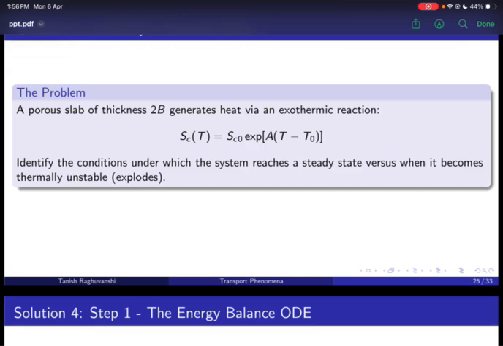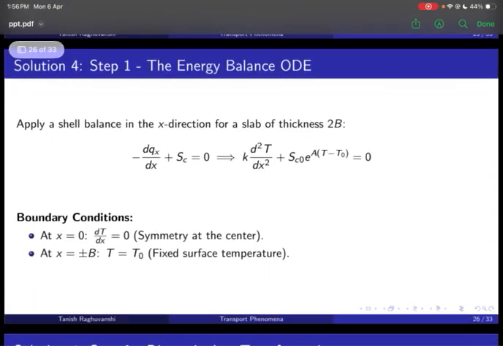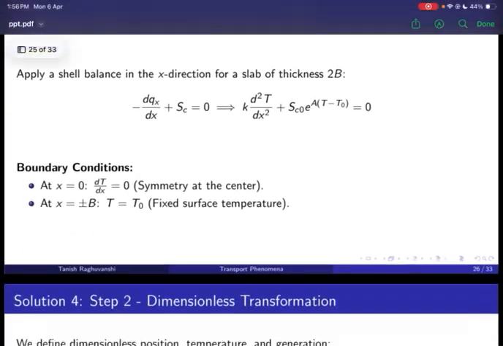So the problem is that this porous slab of thickness 2b generates heat via an exothermic reaction. Sc as a function of temperature is given here. We have to identify the conditions under which the system reaches a steady state versus when it becomes thermally unstable. So again, we start out with a similar momentum balance, and from here we can see that we have already gotten dqx by dx plus c is equal to 0, which is basically dqx by dx is equal to c Sc, which is again done by shell balance as well. So this is already quite similar to what we have discussed in the previous three questions.